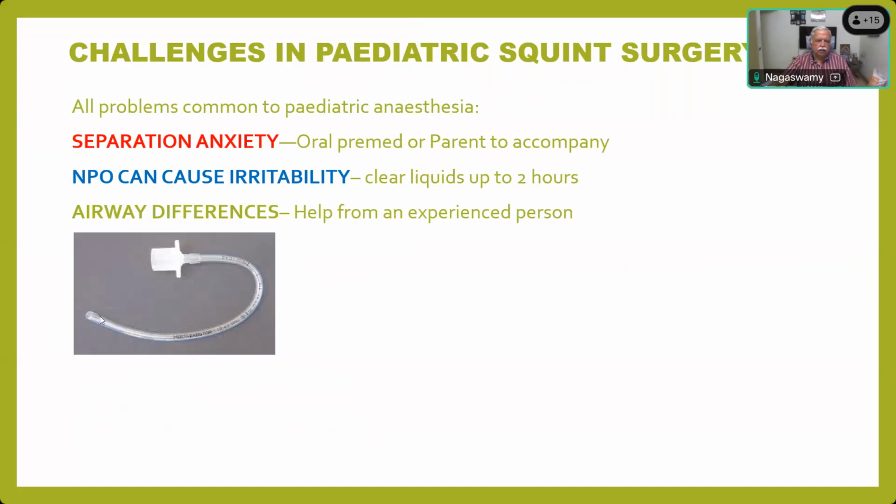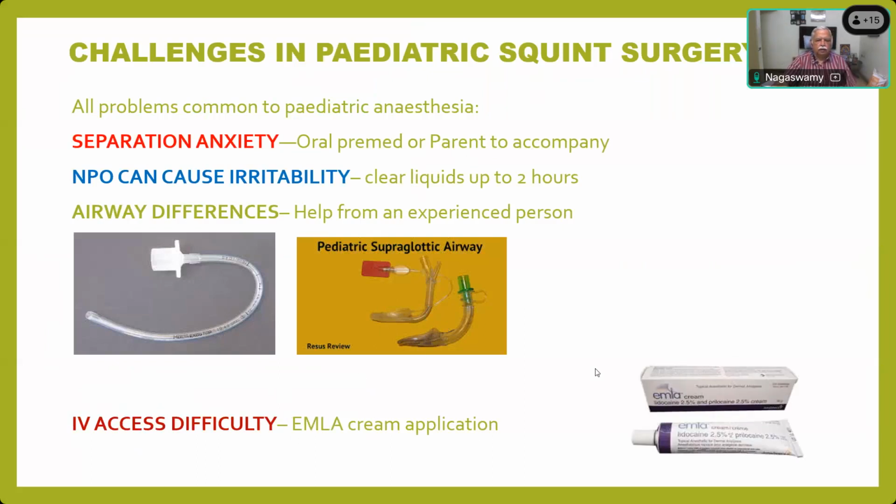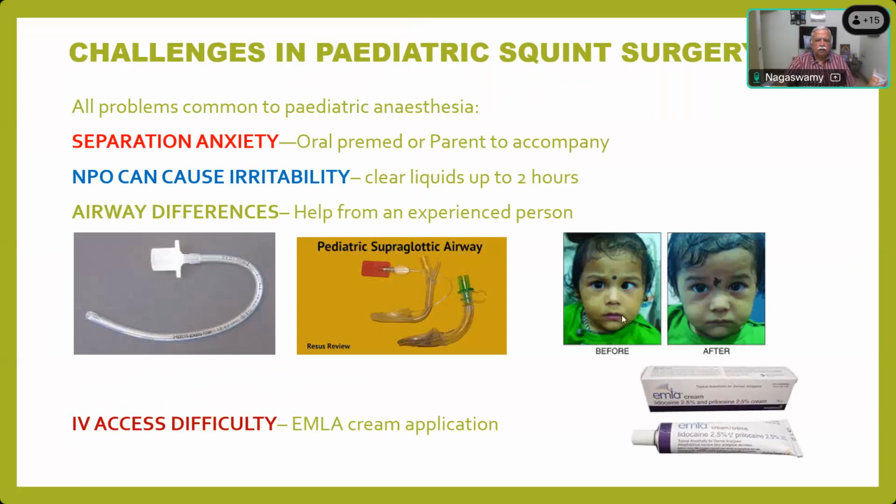So the oral RAE tube is preferred, or you can use supraglottic airways, but this requires more experience on the part of the anesthesiologist because intraoperatively getting access to the airway will be problematic. And IV access difficulty can be managed by EMLA cream application. And this is the way the child will look if he has a convergent squint like this. After surgery, you can see the cornea in central posture.